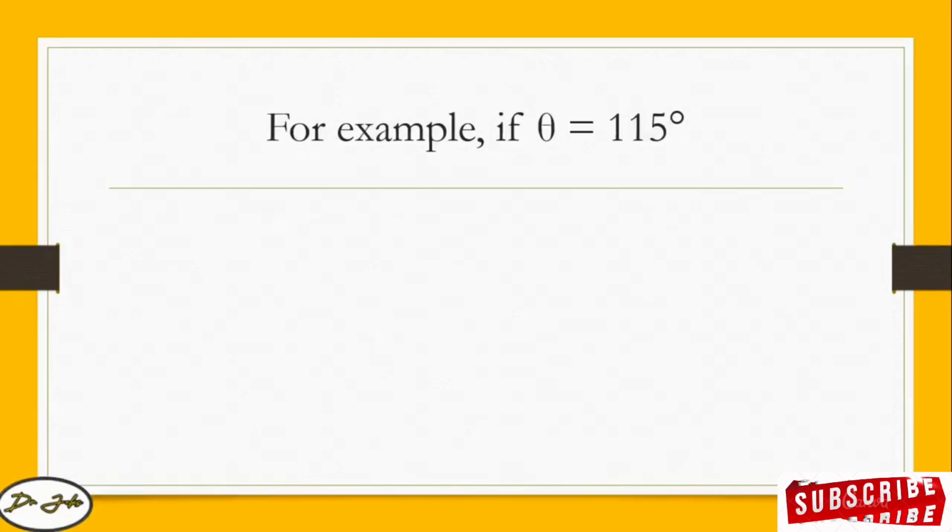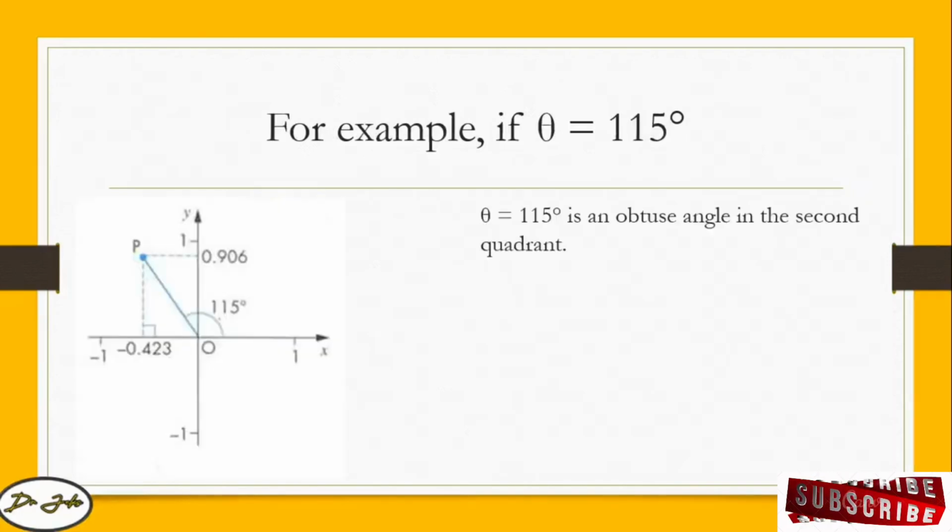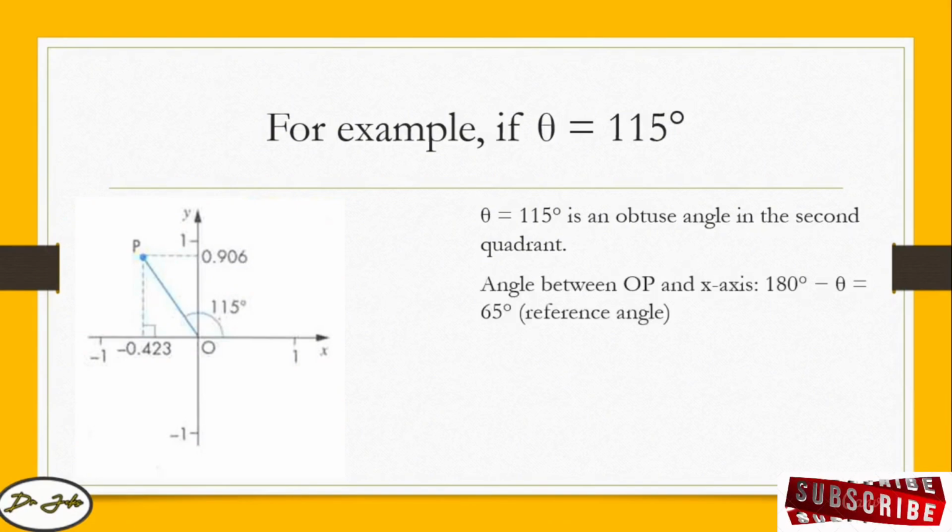Let's do an example. Say your angle theta is 115 degrees. That's an obtuse angle, so your triangle is no longer in the first quadrant of the coordinate plane. It's now in the second quadrant. But here's the cool part. The angle between the rod and the x-axis is actually 180 degrees minus theta, which gives you 65 degrees. This angle, the 65 degrees, is what we call the reference angle. It's the acute angle that your obtuse angle makes with the x-axis.